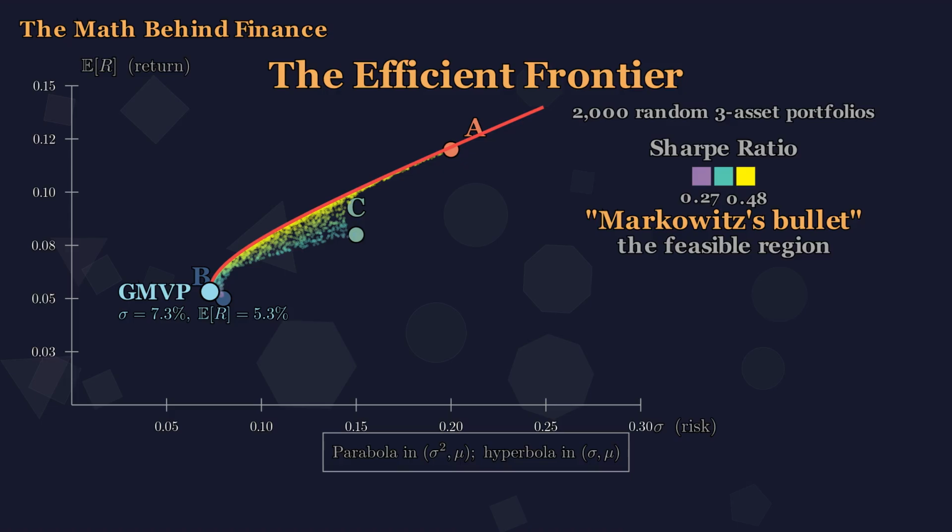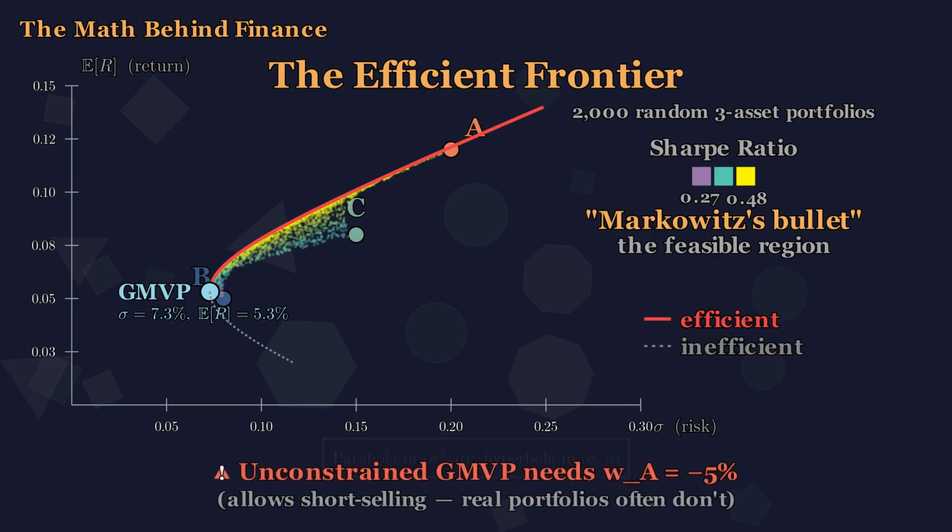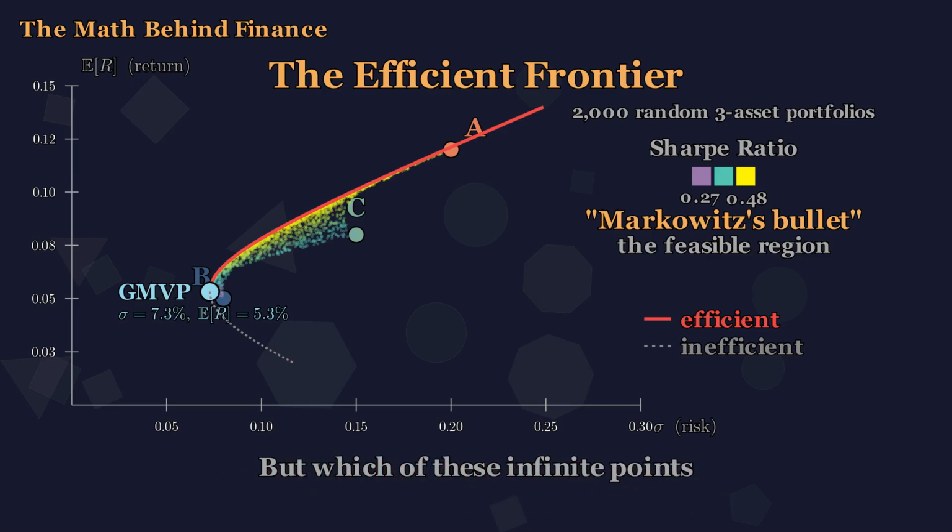But only half of this curve matters. The upper half above the GMVP is efficient. Every portfolio on it gives you the highest possible return for its level of risk. The lower half, below the GMVP, is dominated. Same risk, lower return. No rational investor ever picks these. One caveat: our GMVP needs a small short position in the stock. We're allowing that for analytical cleanliness. Real portfolios often aren't. So here we are, a whole efficient curve of undominated portfolios, each one optimal for its own level of risk. But which one is the single best portfolio of them all?